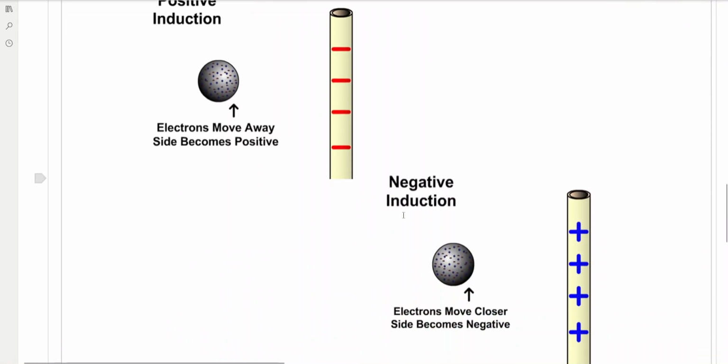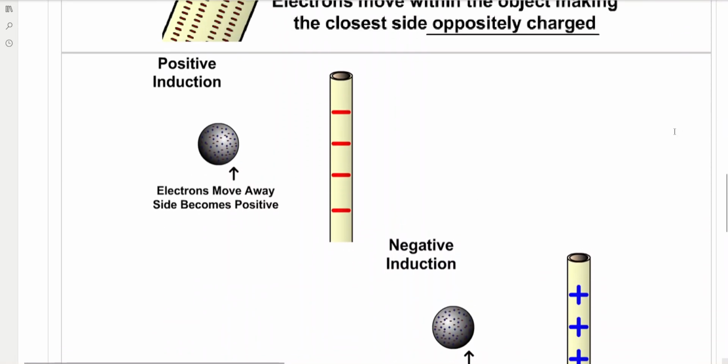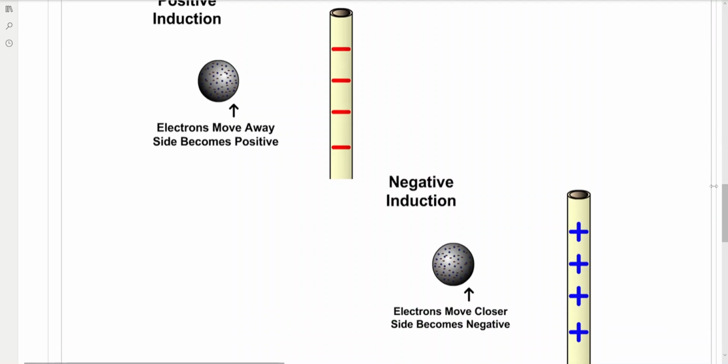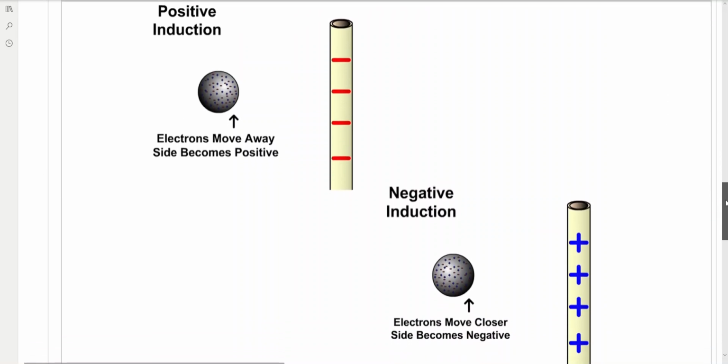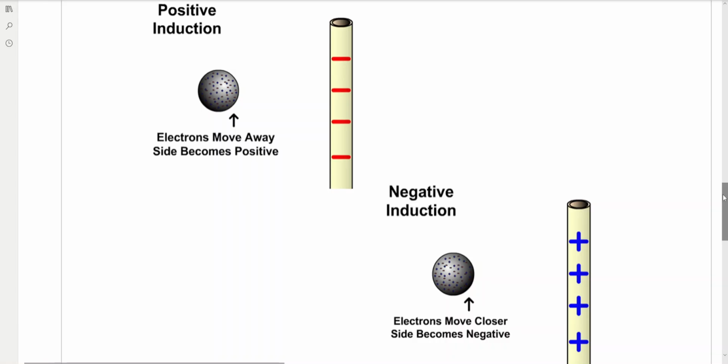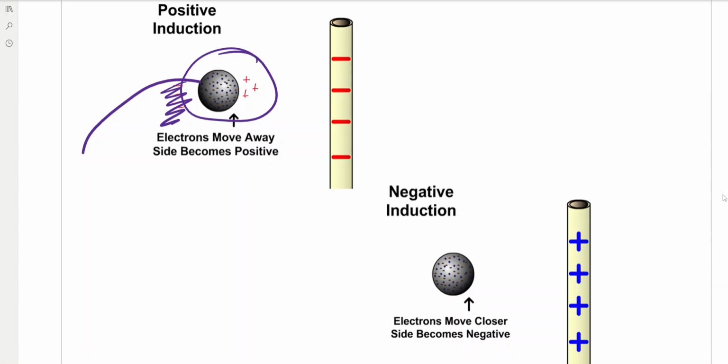And then positive induction essentially just does it with a negative rod, right? So if it's a negative rod, that means on this side we're going to have the positive charges. On this side we're going to have the negative charges. Then you ground it, the negative charges leave, and you're left with an overall positive.